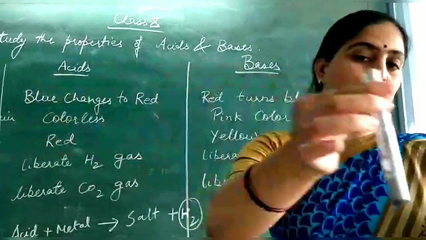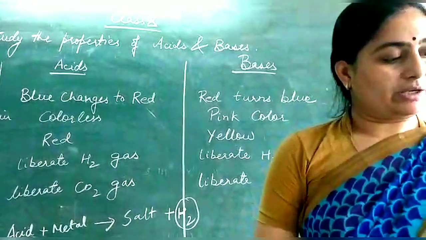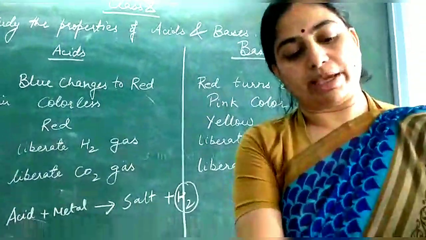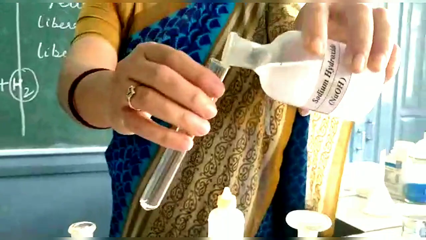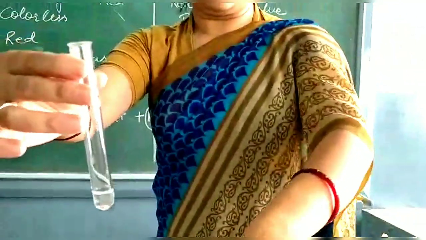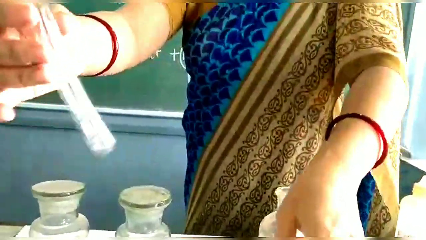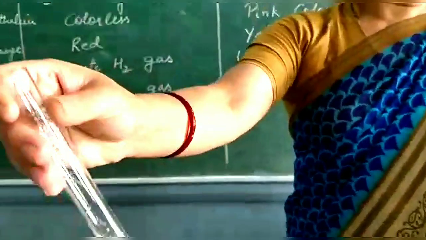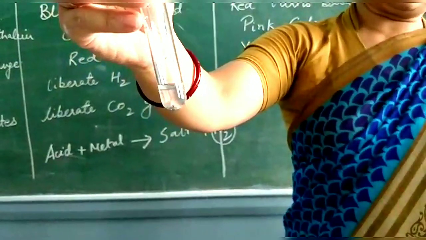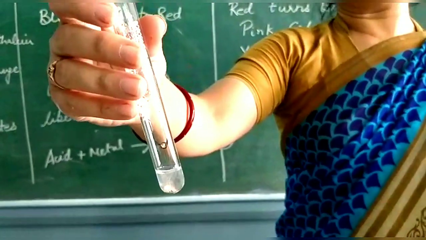Any reaction which liberates some heat is exothermic. Now I'll take some base and add metal to the base. Again it liberates hydrogen gas. The reaction takes place in the same manner. It produces a salt and liberates hydrogen gas.